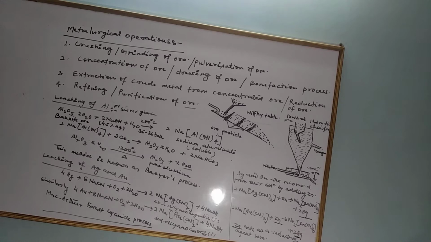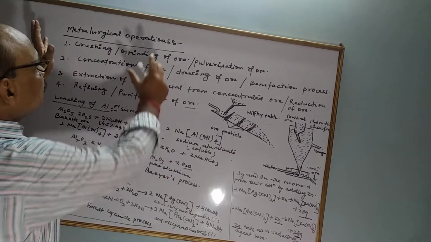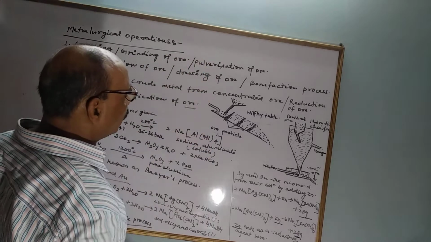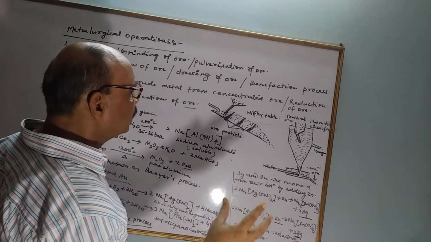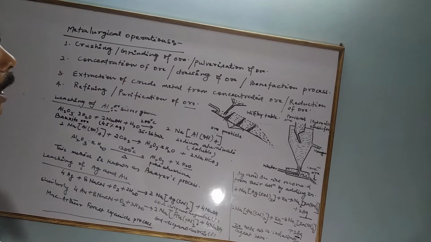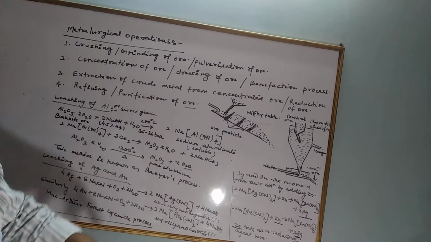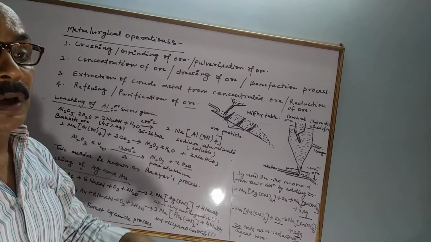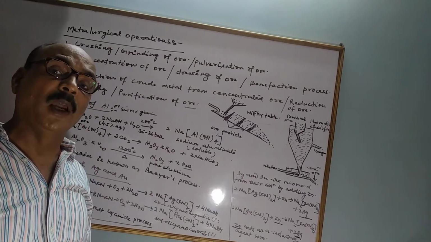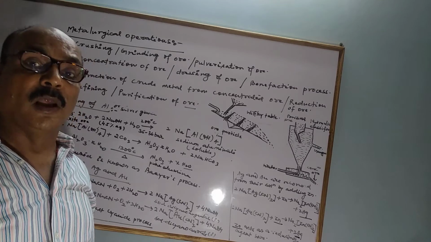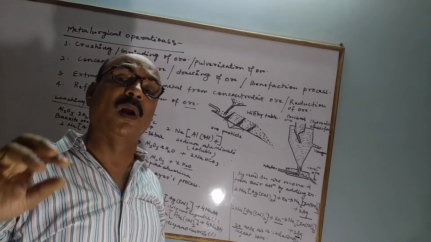So first, the lumps of ore are put into the grinder, which grinds them into small pieces, and these pieces are then sent to the ball mill or a stamp mill, which converts the small pieces of ore into a fine powder. That process is known as pulverization.